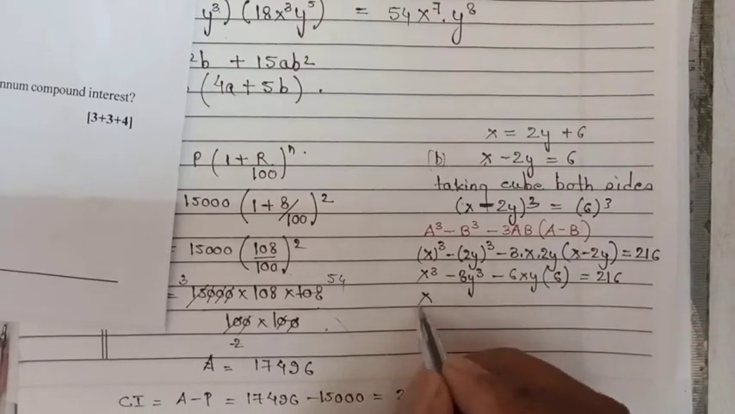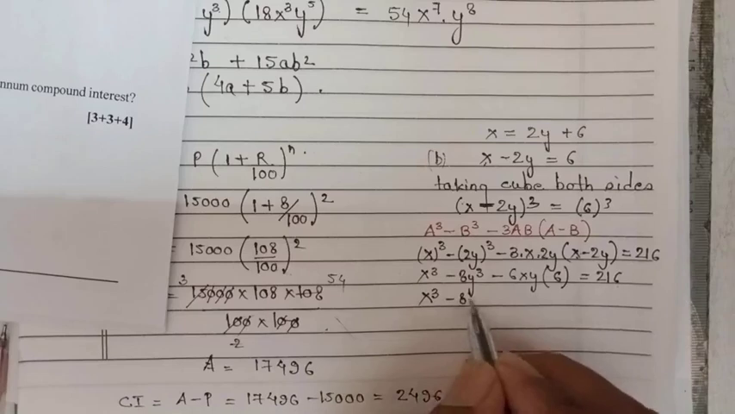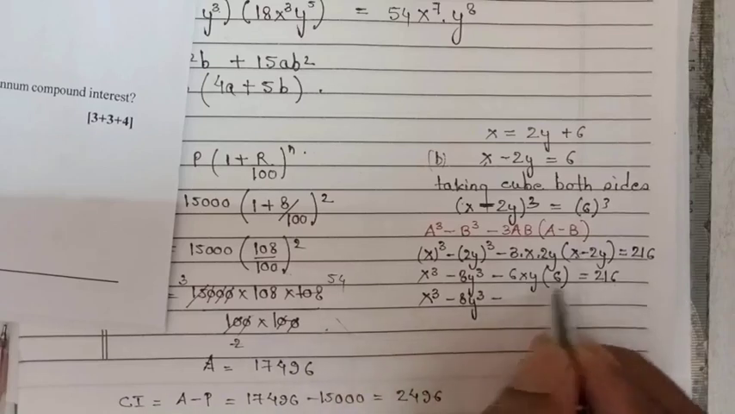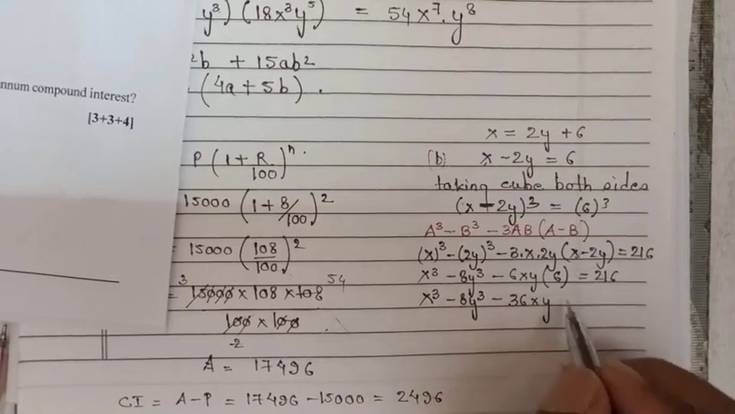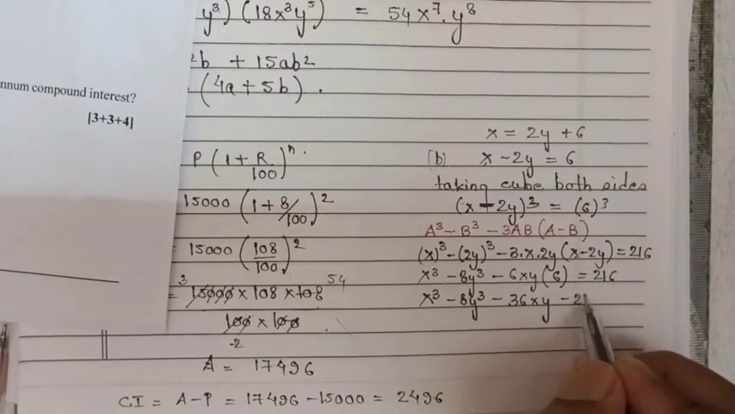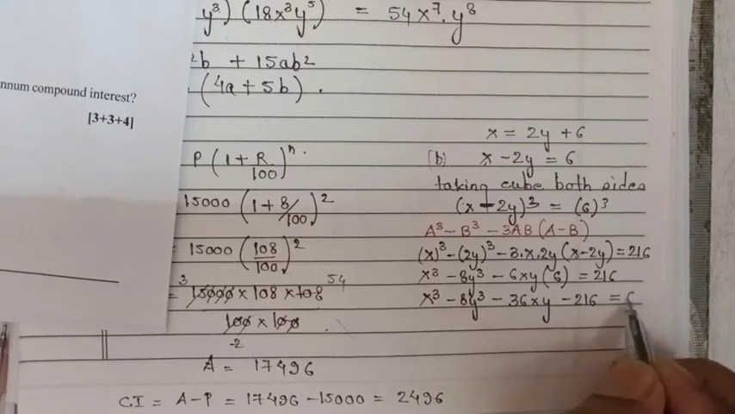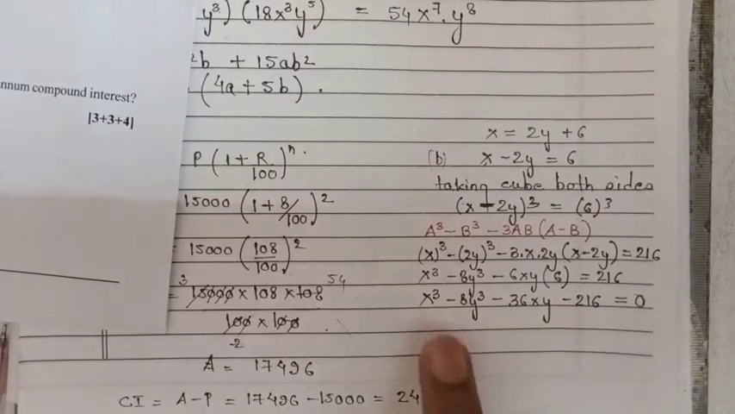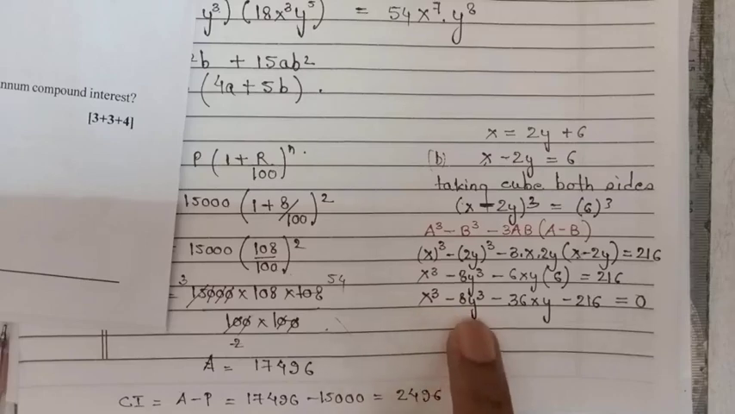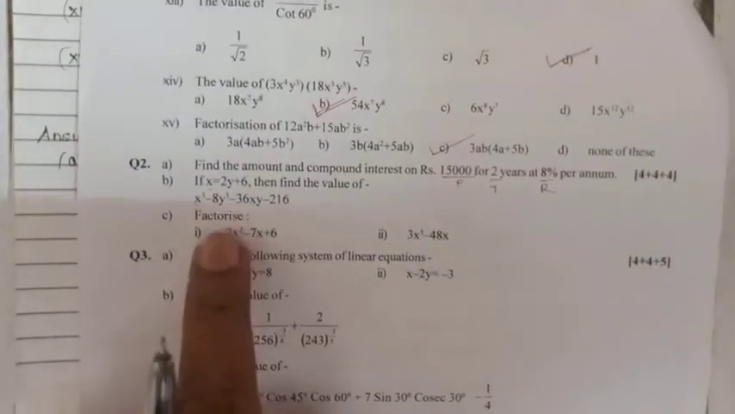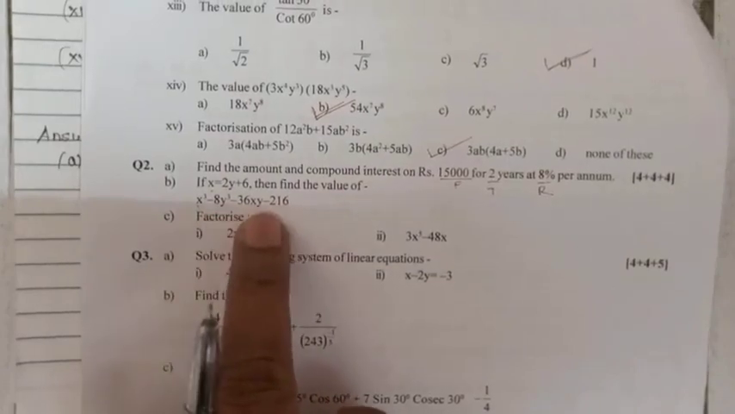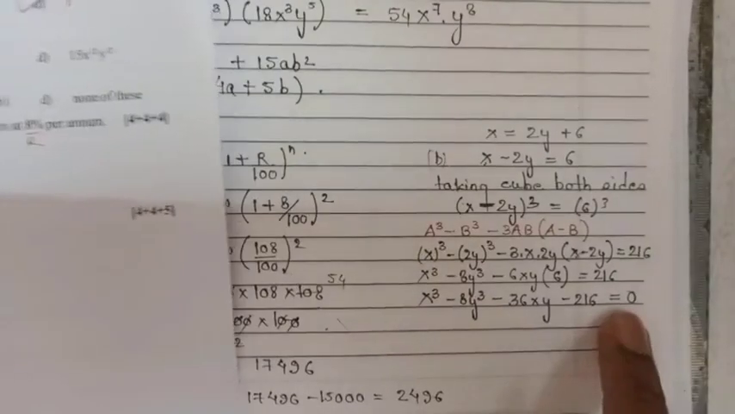So this will give you x cube minus 8y cube minus 36xy. You bring 216 to this side, so it becomes minus 216. On the right side you are left with 0. So the value of the expression x cube minus 8y cube minus 36xy minus 216 is coming out to be 0.